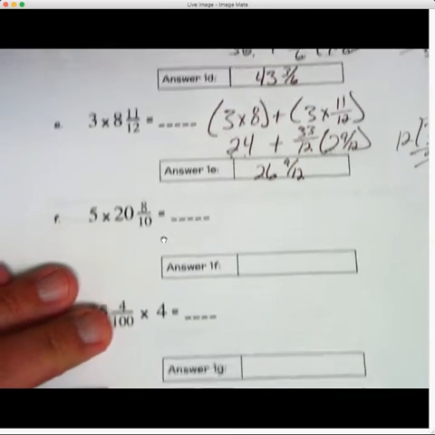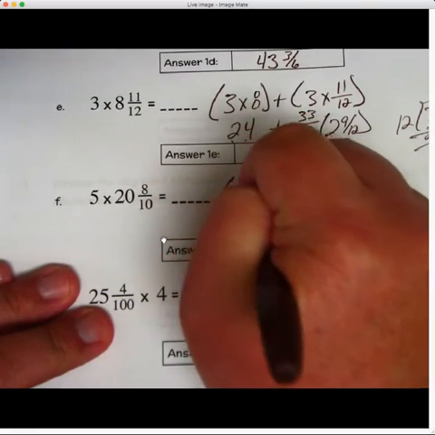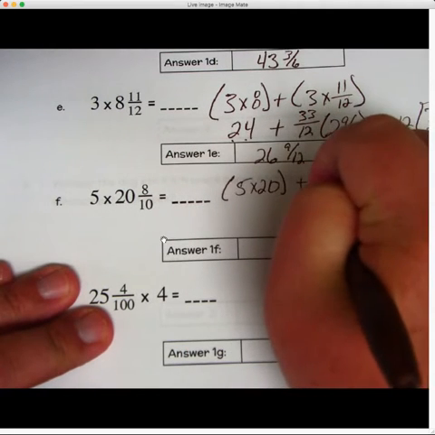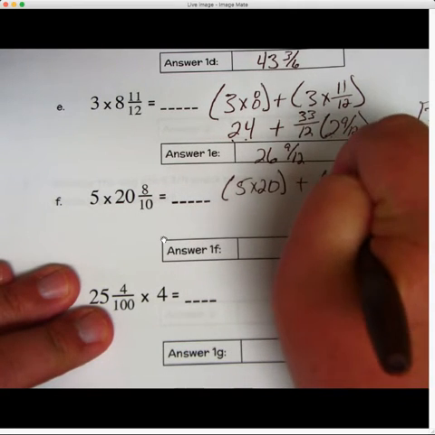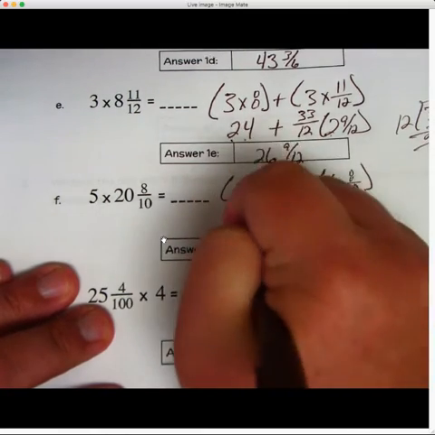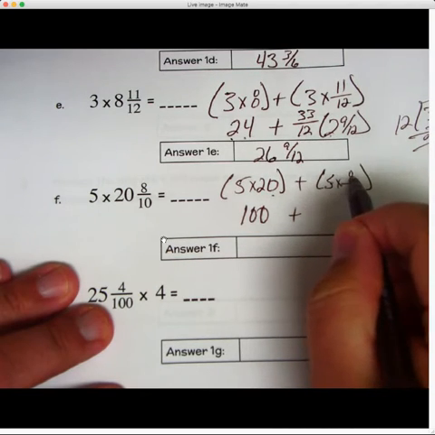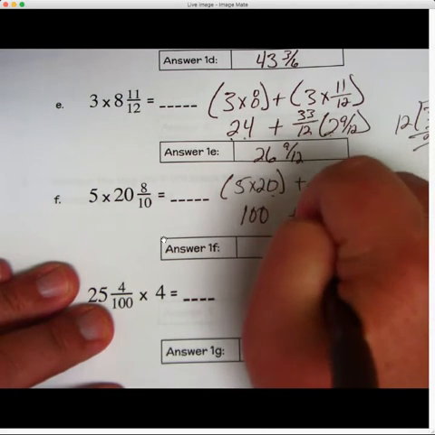Okay, next problem. Moving right along. 5 times 20 and 8 tenths. First we do 5 times 20 plus 5 times 8 tenths. 5 times 20 is 100. Plus, let's see, 5 times 8 would be 40 tenths.